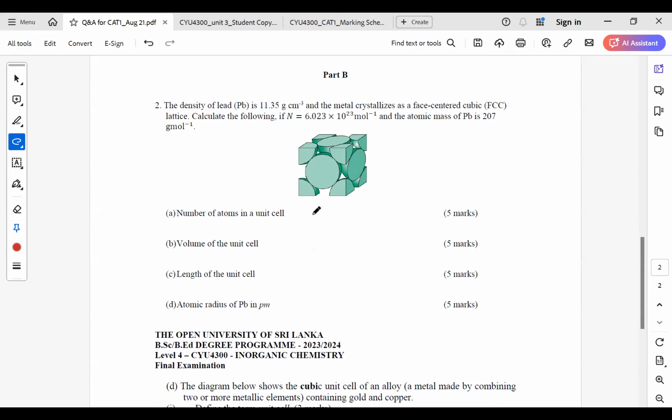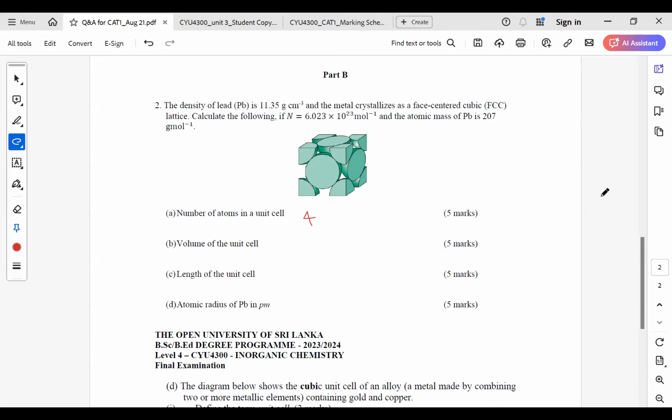4. This is very straightforward. As long as you know how many atoms there are in a face-centered cubic unit cell, you know the answer is 4. Anyone who wants me to explain further, please let me know. You have to let me know.